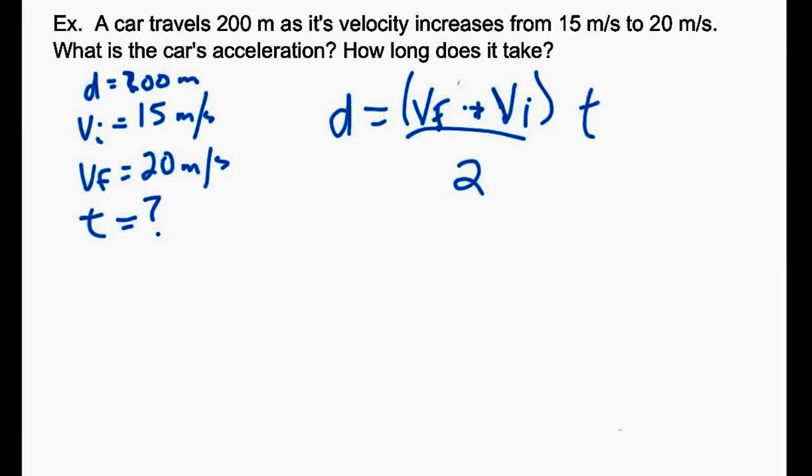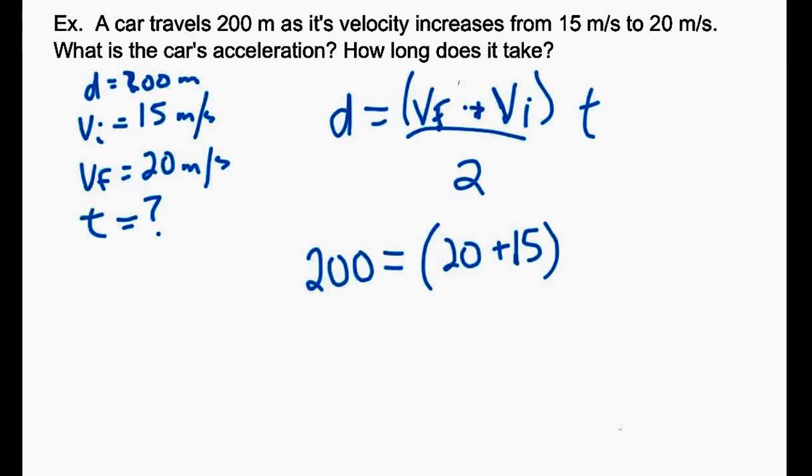Let's do it the math way. So let's just plug in all our numbers. So we'd have 200 equals 20 plus 15 divided by 2 times time. So we can do all the math on the one side there. So 20 plus 15 is 35. Divide that by 2, we get 17.5.